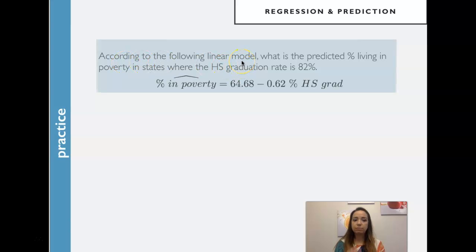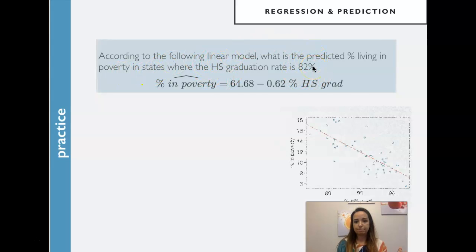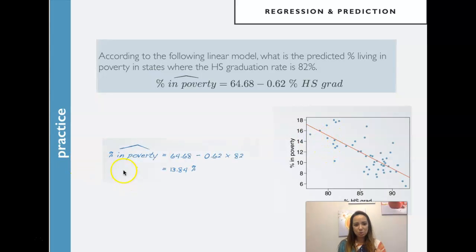So we'll do this exercise now of prediction. That's where we stopped. According to the following linear model, what is the predicted percent living in poverty in states where high school graduation rate is 82%? So here is the relationship. Maybe I don't have a value of high school graduation that is exactly 82, but I can use the equation to actually figure it out, right? So what do I do? Well, I plug in 82 in place of high school graduation, and I do the calculations, and it turns out that the prediction is that it will be about 13.84. All right, that's the prediction from the model.